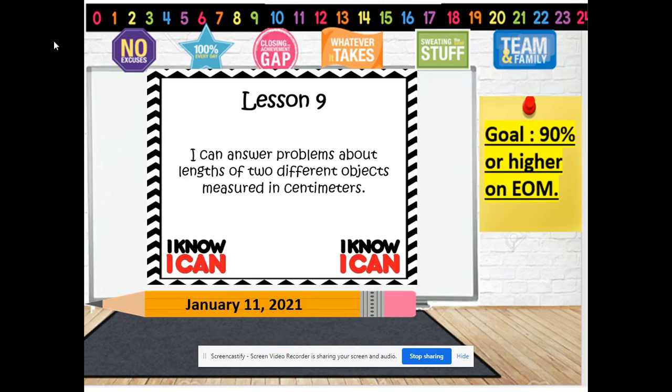It's Eureka time. Today we're going to do lesson 9. Our objective for today is I can answer problems about lengths of two different objects measured in centimeters. All it is saying is that we're going to be able to compare today.